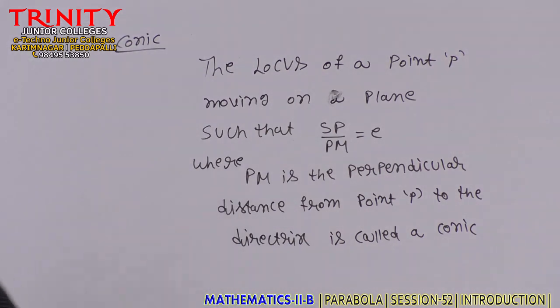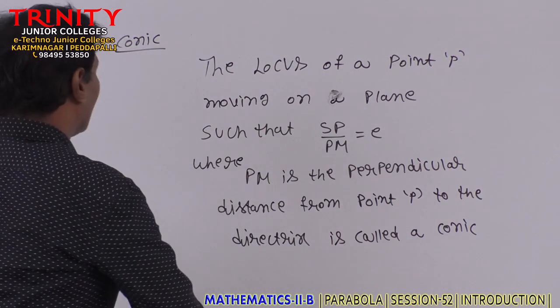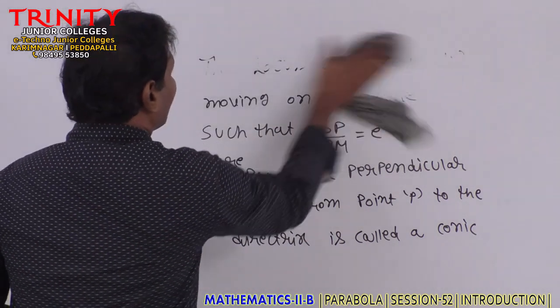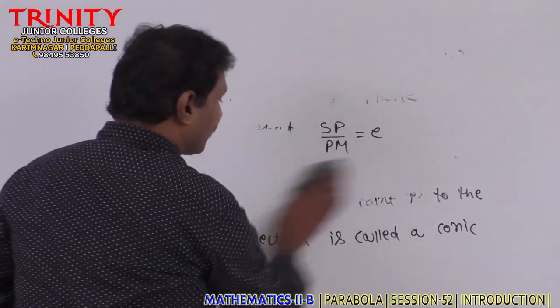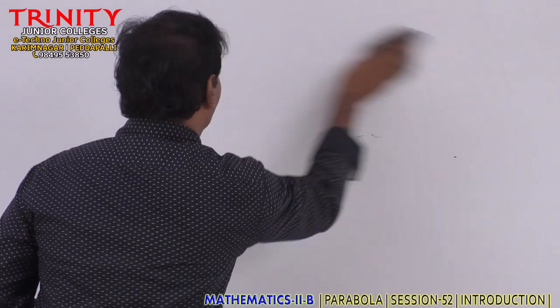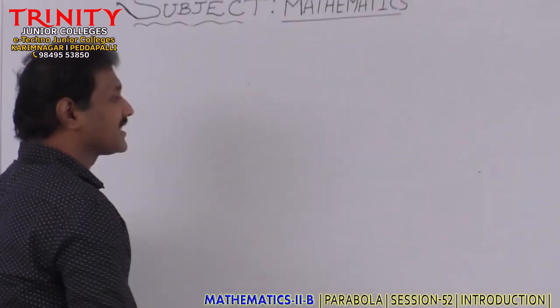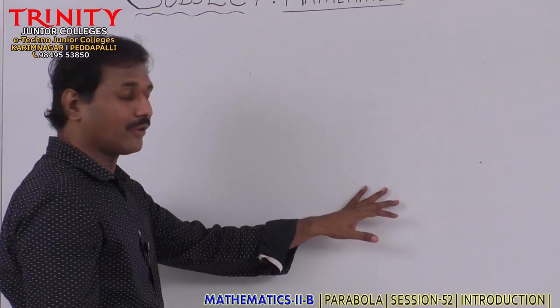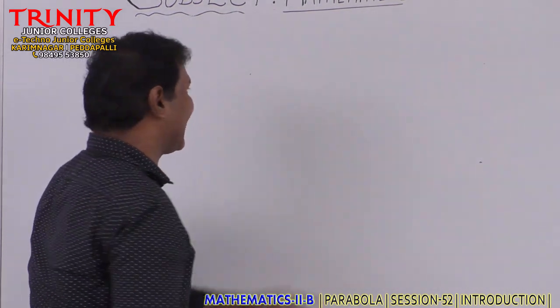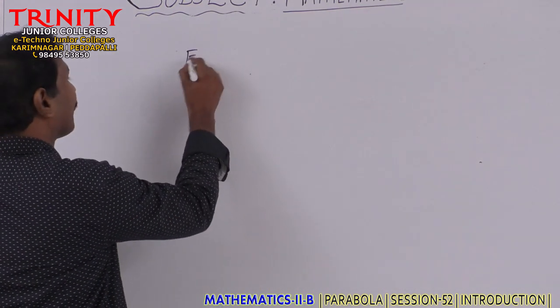Next, equation of a conic. Here the conic definition is SP by PM equal to E, where E is the fixed constant ratio, that is eccentricity, and SP is the distance from focus to point P, PM is the distance from point P to the directrix.